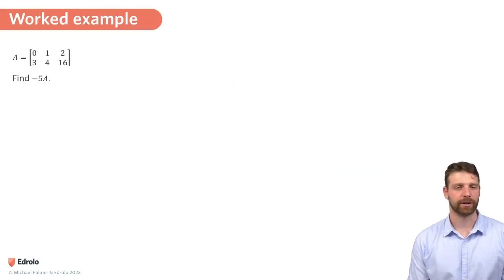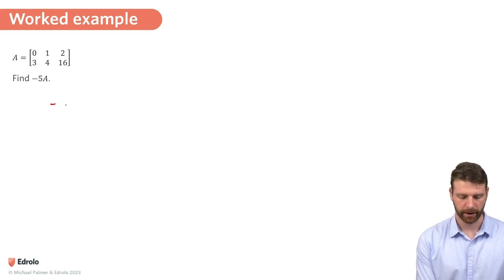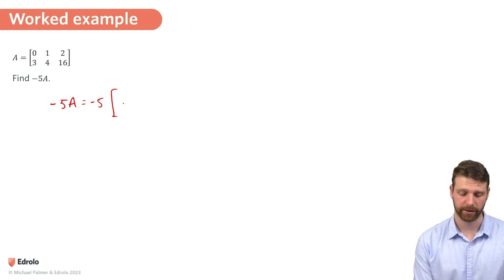Here's a worked example for us to try. We're going to see that the CAS can do this for us, but we should still know how to do it by hand. So we've got A equals the matrix 0, 1, 2, 3, 4, 16. And I'm going to times it by -5. So if I want to do that, I'm going to write -5A is equal to -5, and I can just draw that next to the matrix, and it means to multiply it. We can hide that multiplication sign.